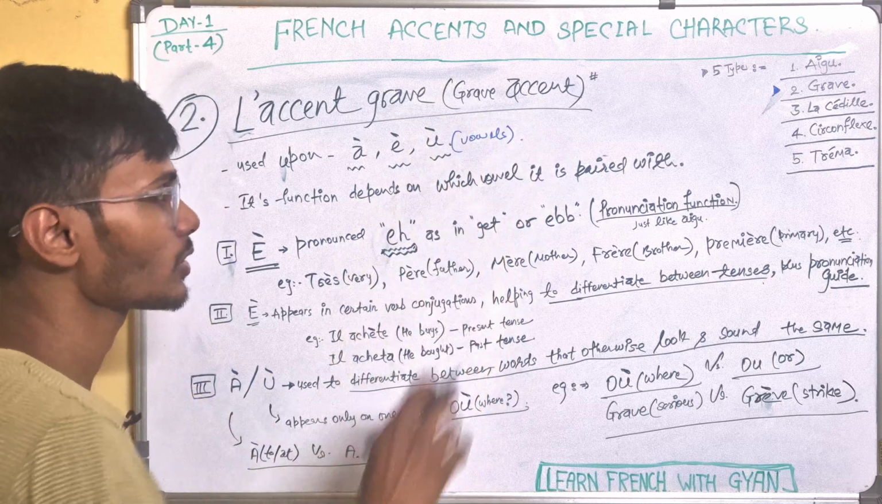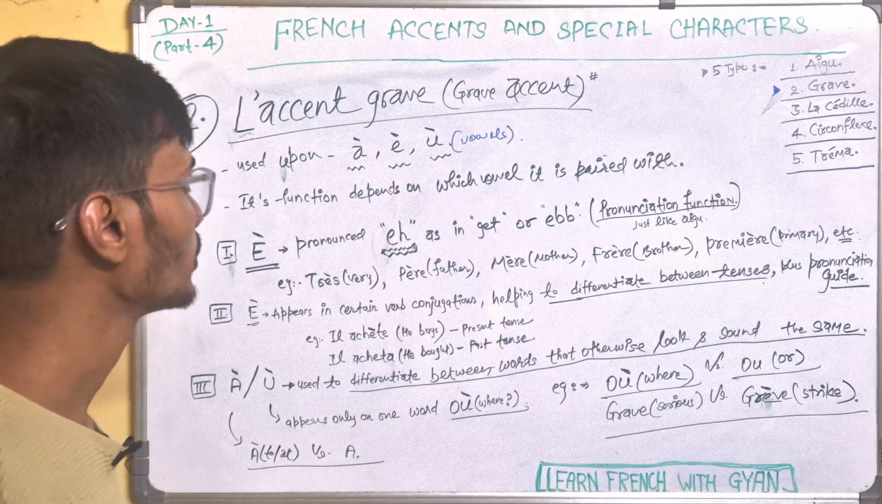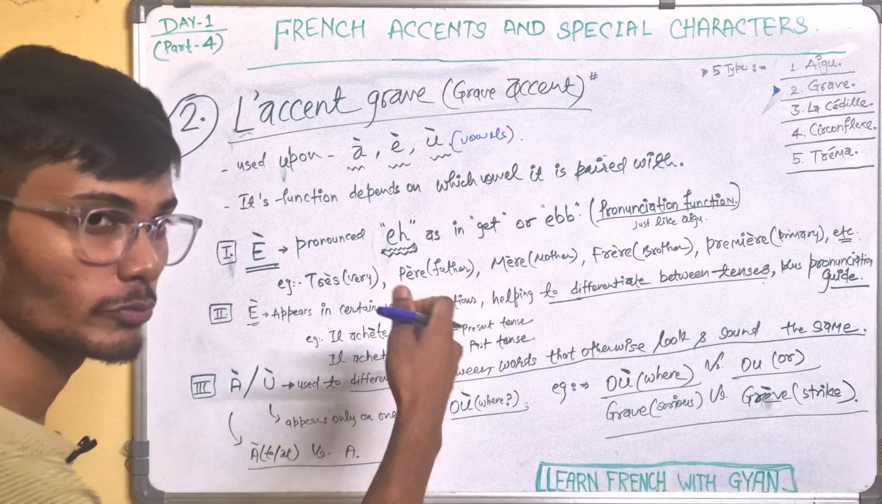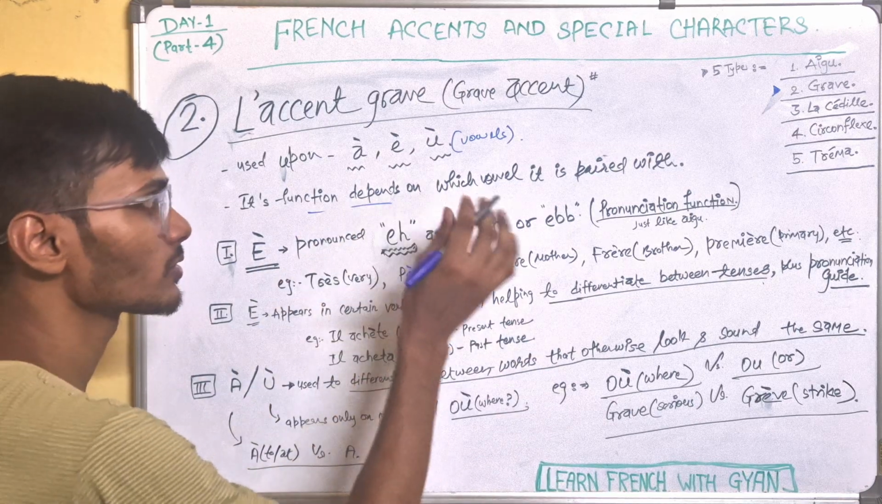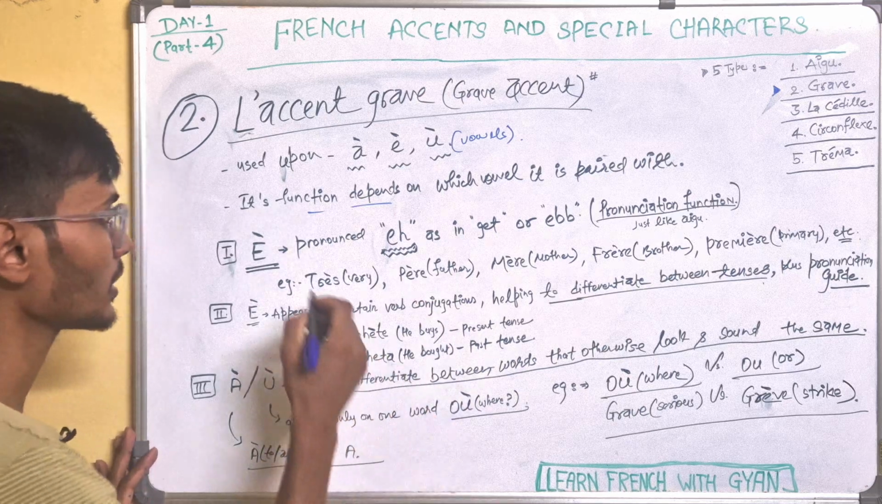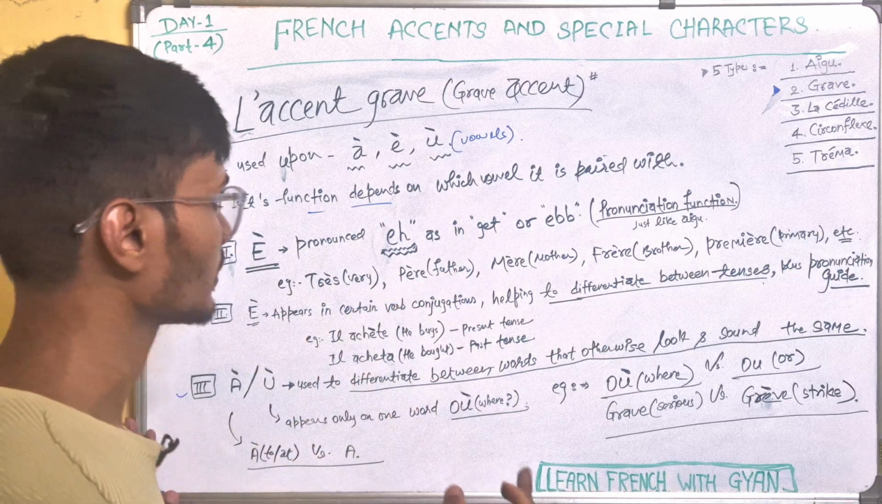So this accent is used only upon these three vowels. We do not use it on the other vowels. Its function depends: there are three types of functions that I have noted here, 1, 2, 3. So let's begin with it.